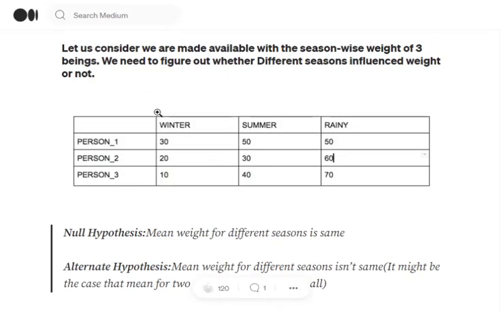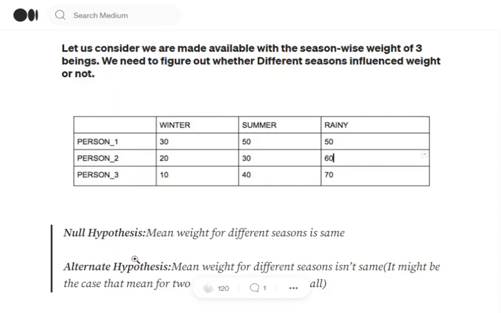Assume that this is the data set that we have been given. We have been given the weight of three people. It is a very dummy data set, just a very small data set so that we can see the calculations on our own. And we have three seasons given: winter, summer, and rainy. So there are three subcategories given for one independent category. Hence, it is a one-way ANOVA problem.